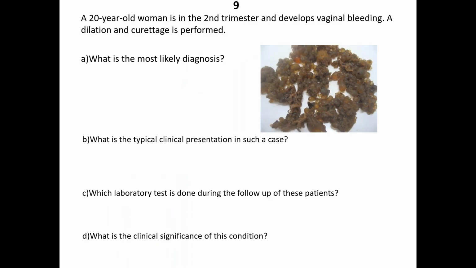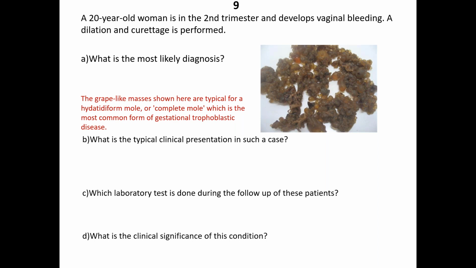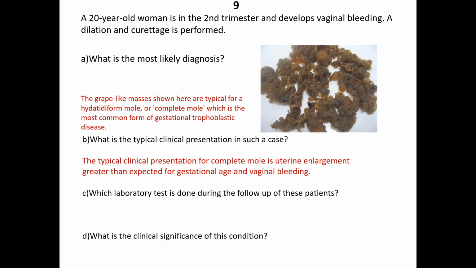A 20-year-old woman in the second trimester develops vaginal bleeding. A dilatation and curettage is performed. What is the most likely diagnosis from the gross specimen? What is the typical clinical presentation in such a case? And which laboratory test is done during the follow-up of these patients? What is the clinical significance of this condition?